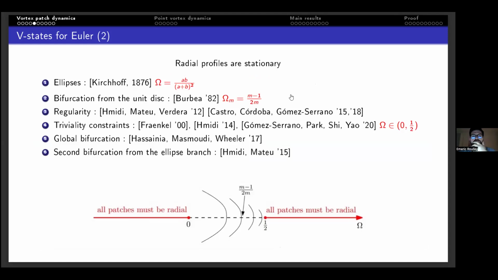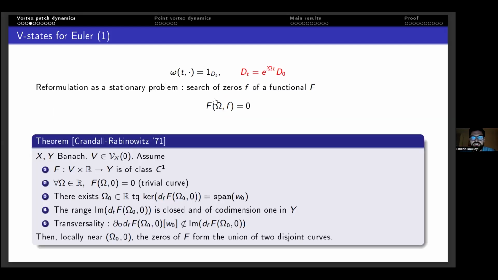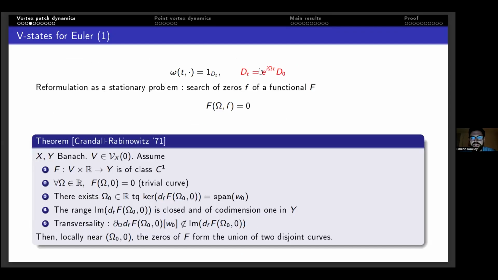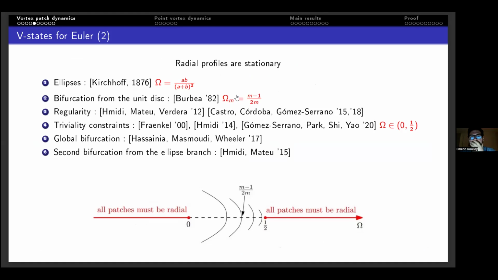So the first result in this direction is due to Burbea. So you take, as we said, any radial profile is a solution. So I take the simplest one, the unit disk. So my patch, the trivial patch, is a disk. So for any omega, it rotates. And if you take these omegas, then you are able to find new branches of bifurcations. Okay, you are able to find these solutions.